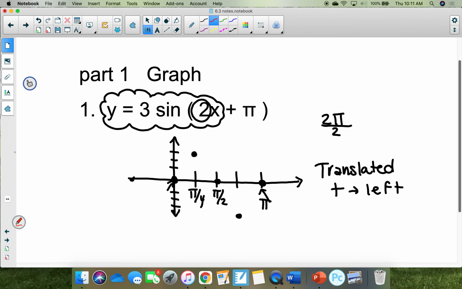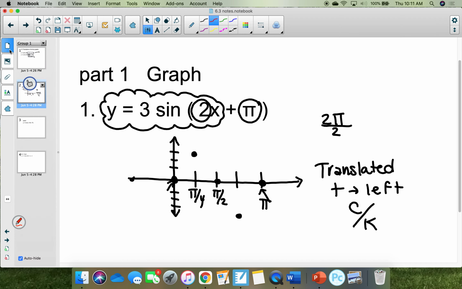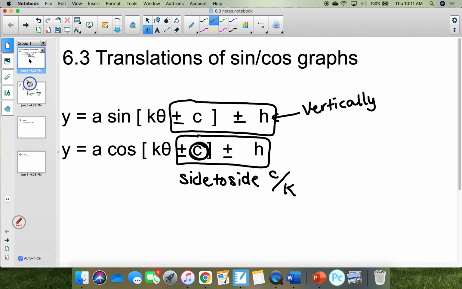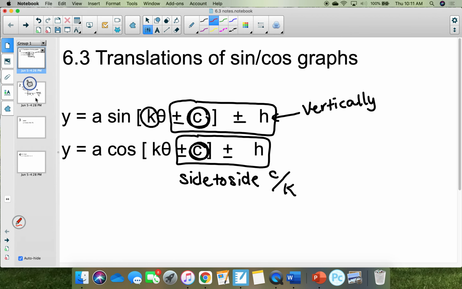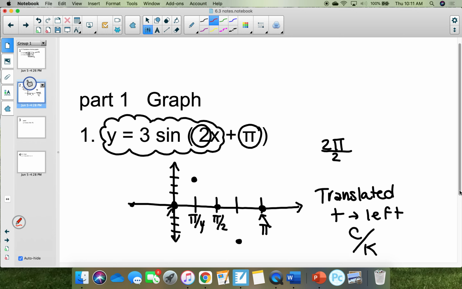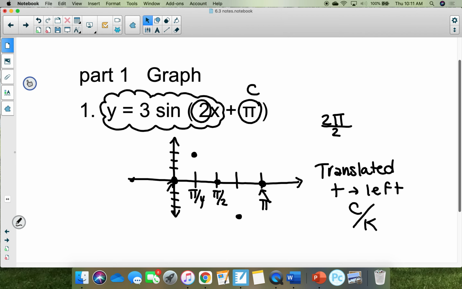And this is the kicker for trigonometry. It looks like everything's going to go to the left pi, but the formula is c divided by k for the phase shift left to left. So what's the c and what's the k? The c is here, and the k is here, so you have to do c divided by k, which you've never done this before. So the c in this problem is pi, and the k in this problem is 2.